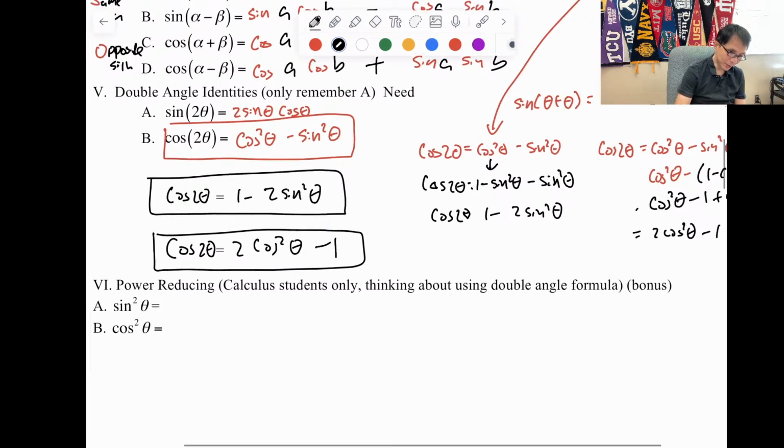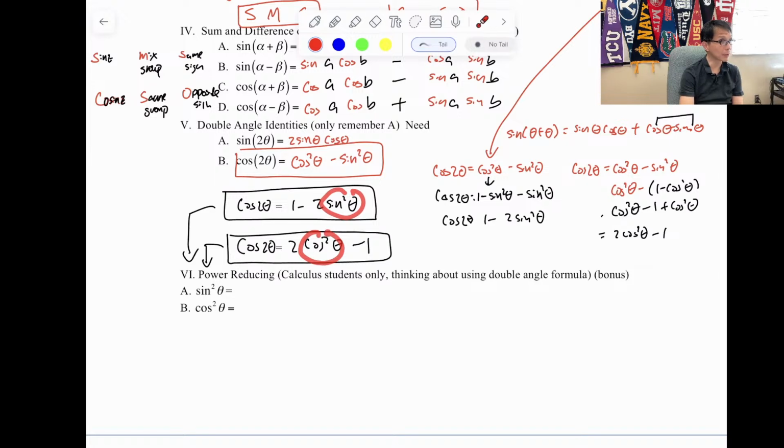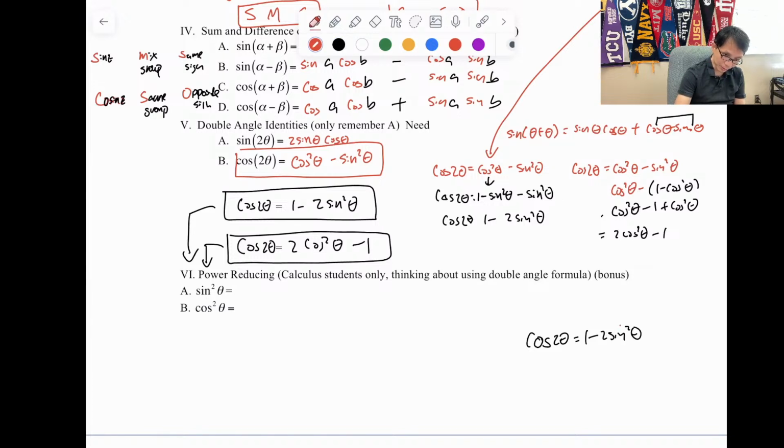Now I'm going to go to sine squared theta. And you say, okay, how do I derive it? I'm going to use these two to derive this. Why? Pay attention. If I evaluate for sine squared theta, or if I evaluate for cosine squared theta, I'm going to get a power reducing formula. But this is very powerful. So I'm going to start with cosine 2 theta is equal to 1 minus 2 sine squared theta. And I'm just going to evaluate this.